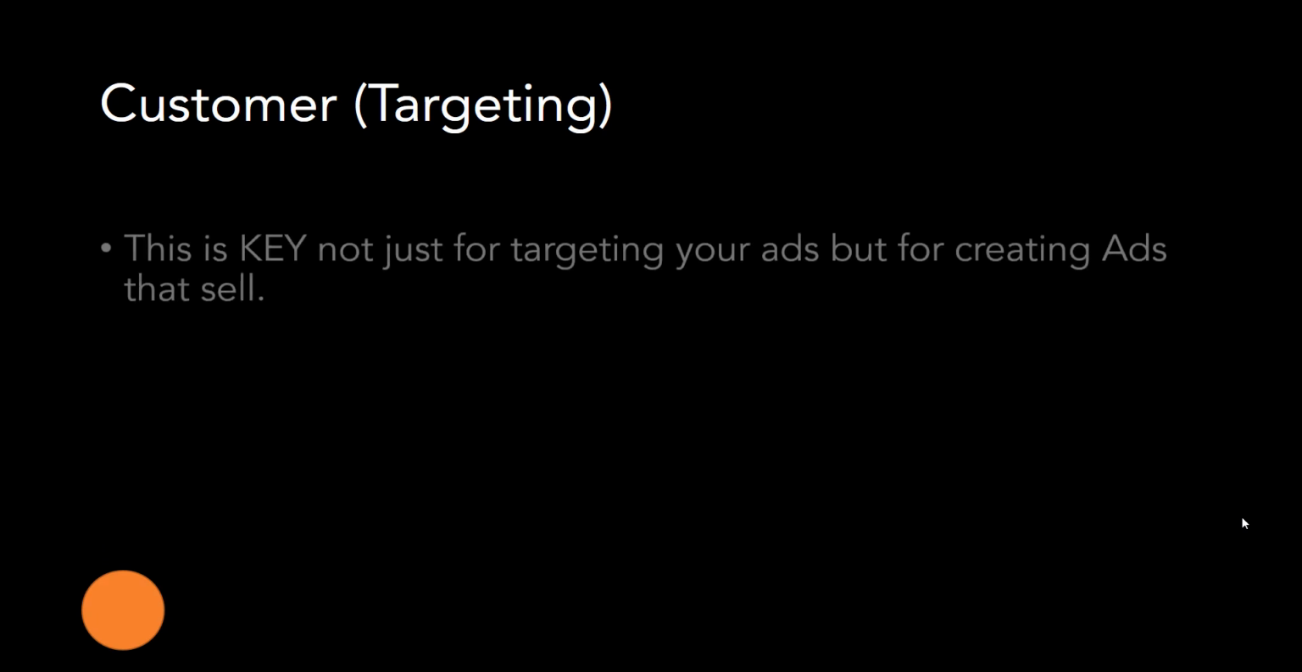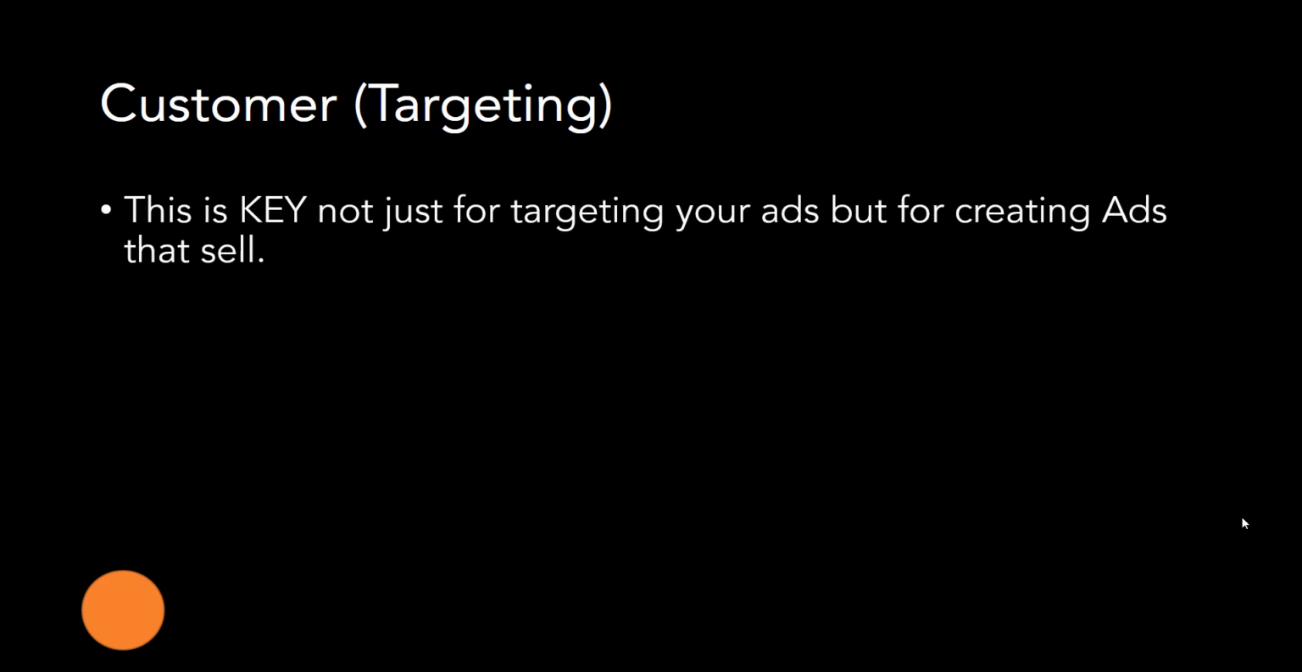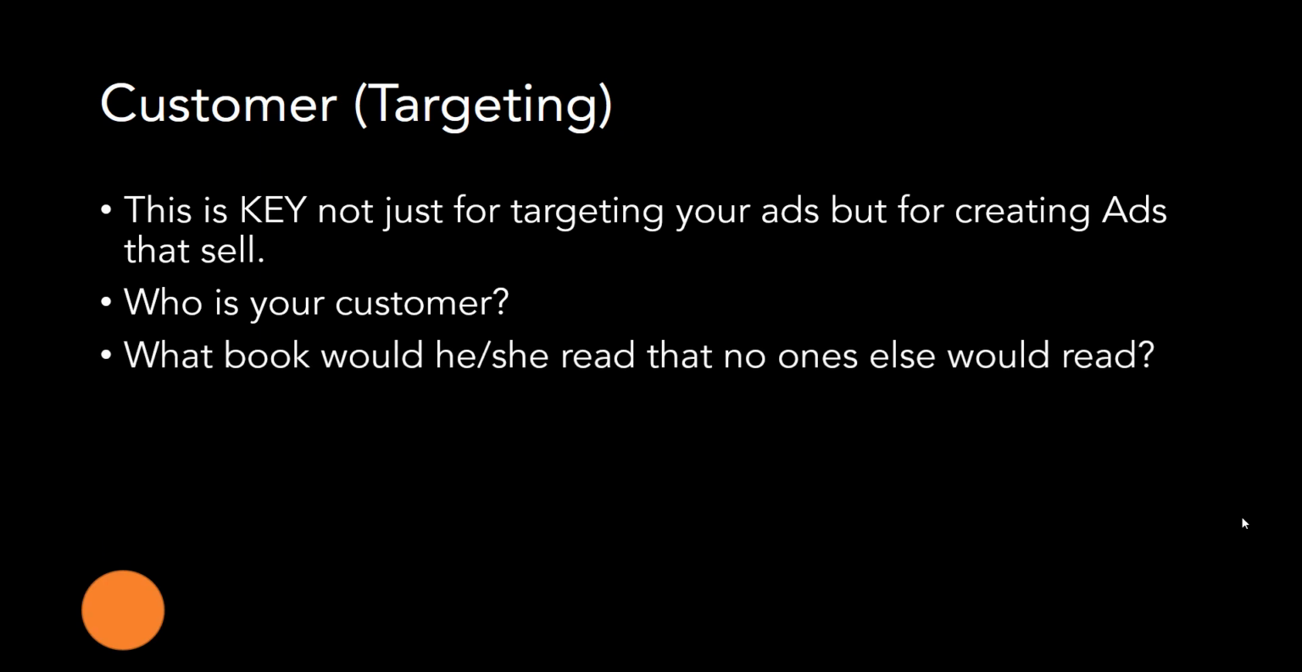All right, so let's get to another part which is very, very crucial, and that is who your customer is, your targeting. The key is not just for targeting your ads, but also for creating your ads in such a way that they sell. All right, so you need to ask yourself, who is my customer? I like to take this perspective of my customer. I like to look at my customer from the eyes of what they would know that no one else would know.